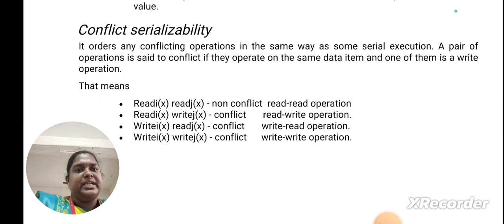Conflict serializability. Any conflicting operations are ordered in the same way as in some serial execution. A pair of operations is said to conflict if they operate on the same data item and one of them is a write operation. Read I of X and read J of X is a non-conflicting read operation. Read I of X and write J of X is a conflicting read and write operation. Write I of X and read J of X is a conflicting write and read operation. Write I of X and write J of X is a conflicting write and write operation.